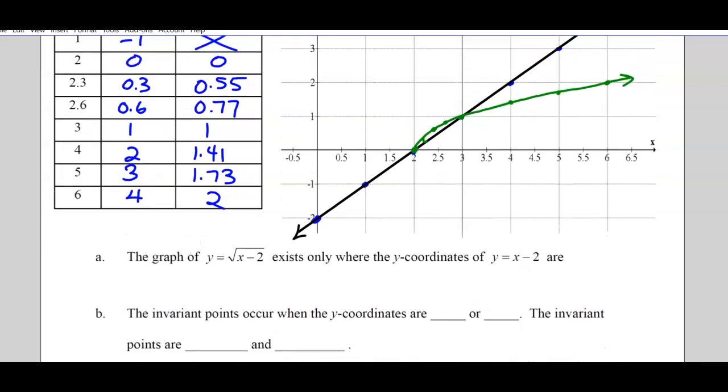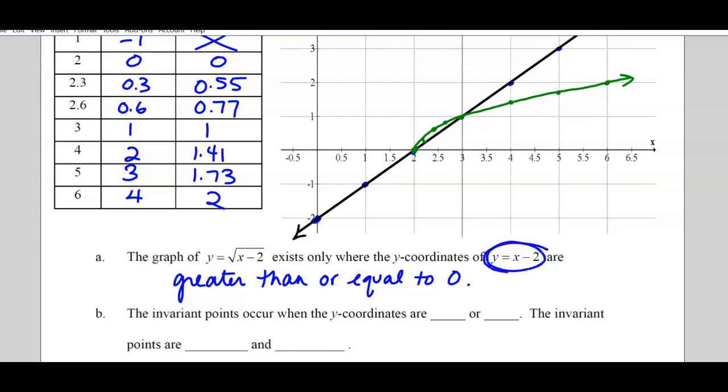Okay, so where does the square root of x minus 2 exist? Where the y coordinates of y equals x minus 2 are greater than or equal to 0. Since it's in words, I'll write it in words. Greater than or equal to 0. No, we're talking about the y. Yeah, y coordinates. Greater than or equal to 0. Sorry. Because it's the y coordinates of this. So as long as the y coordinates of this are greater than or equal to 0, then you can take the square root. Sorry about that. Just thinking the greater than.